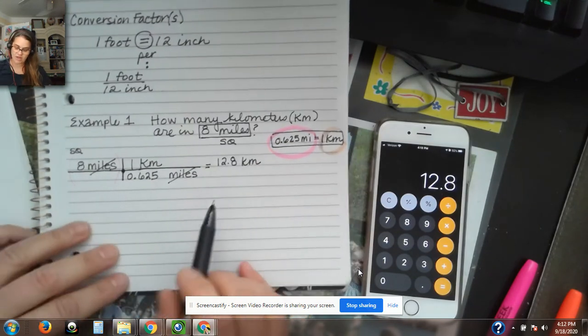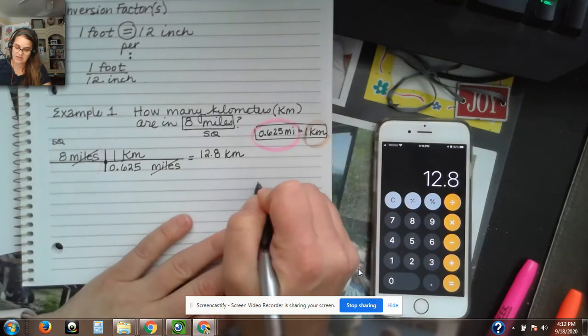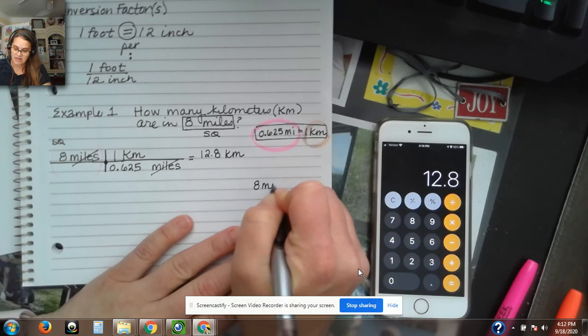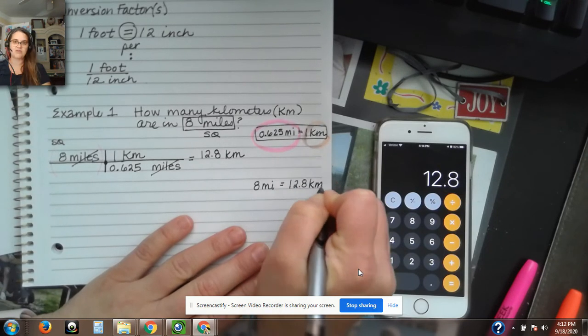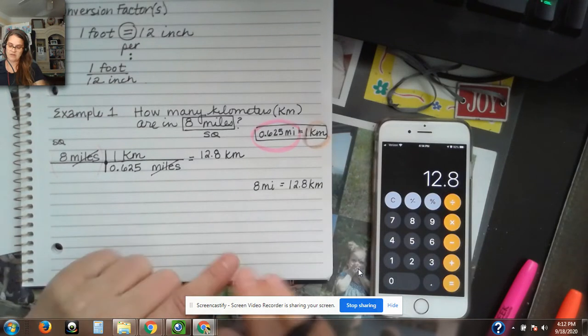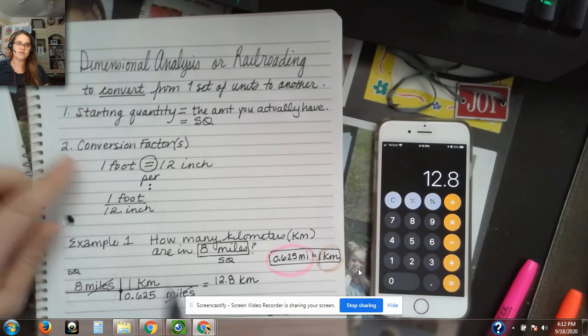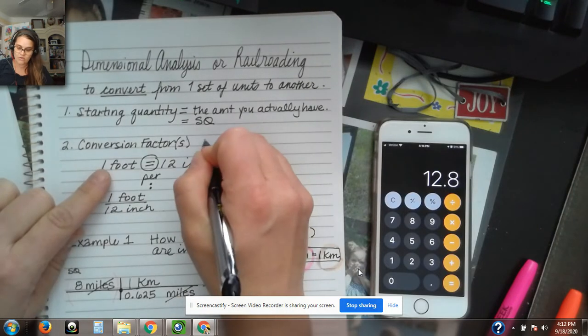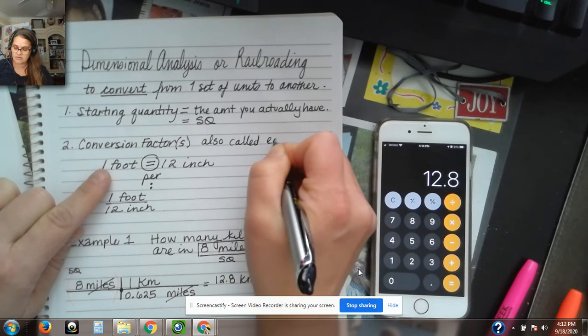In other words, we can now make a new conversion factor. We can say that 8 miles is equal to 12.8 kilometers. Do you see how that actually has told us the equality? In fact, sometimes conversion factors are also called equalities.